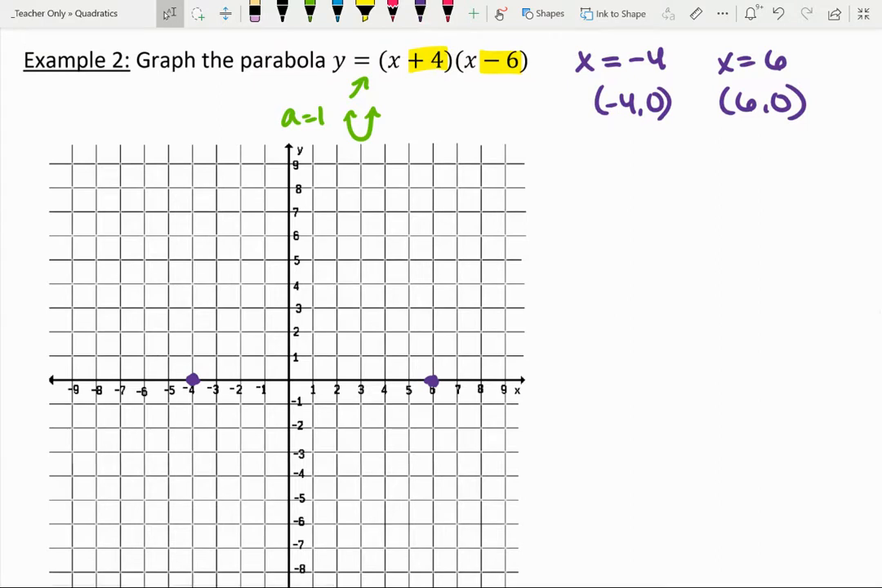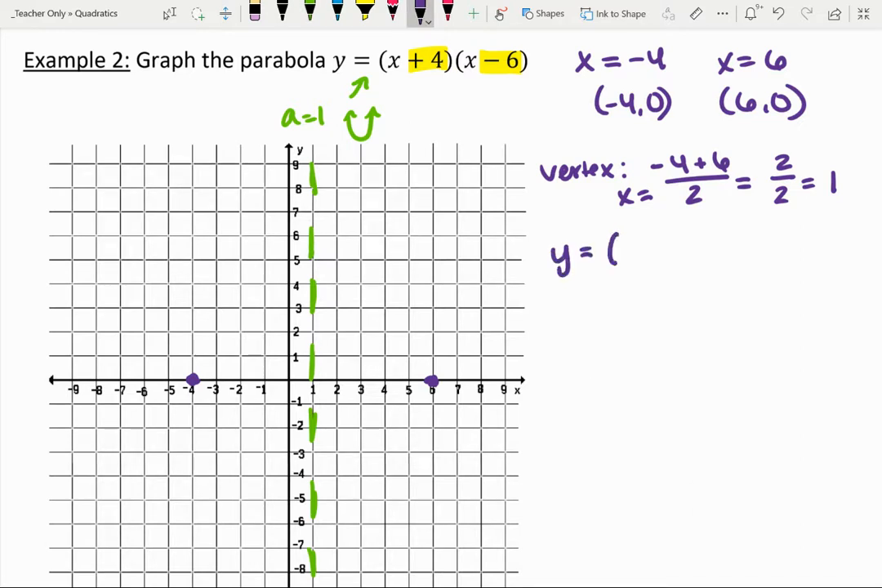Okay, so the reason that we use the average to find the vertex is because we want this right down the middle. We know that the axis of symmetry goes right down the middle and the vertex will be along it. So using the average helps us to figure that out really quickly. So negative 4 plus 6 is 2, divided by 2 is 1. So we have an x value of 1, and I could also think of that as being my axis of symmetry. If my axis of symmetry goes right down x equals 1, then my vertex will be along that line also. So I'm going to plug in 1 plus 4 and 1 minus 6.